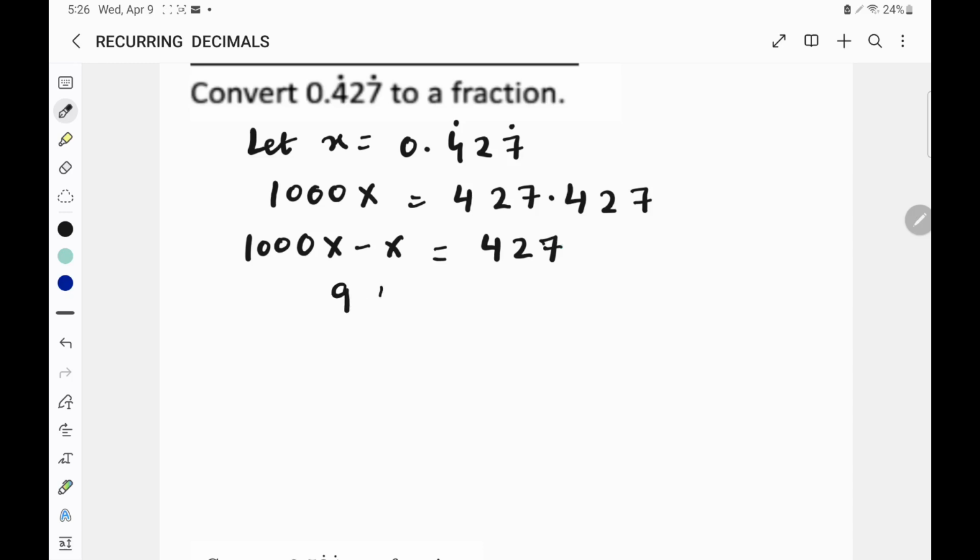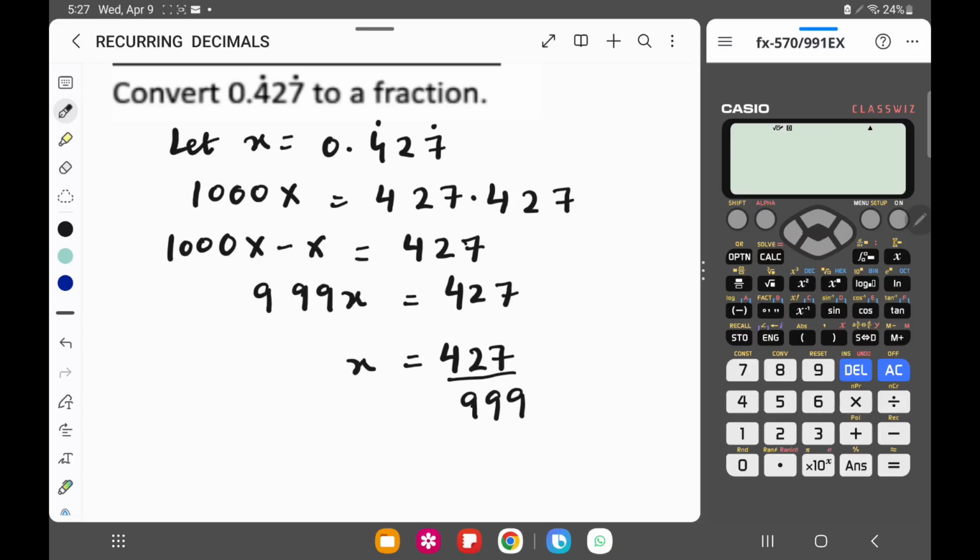So 999x equals 427. So 427 upon 999 is the answer. Let's verify our answer.